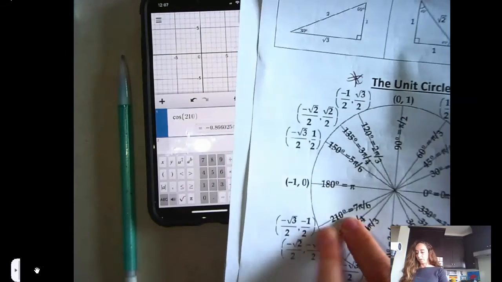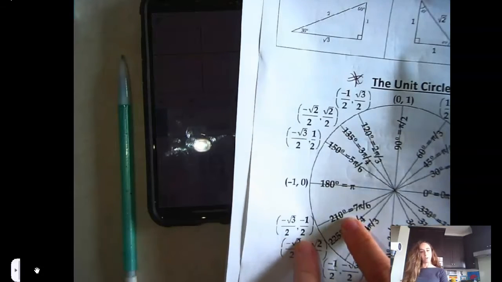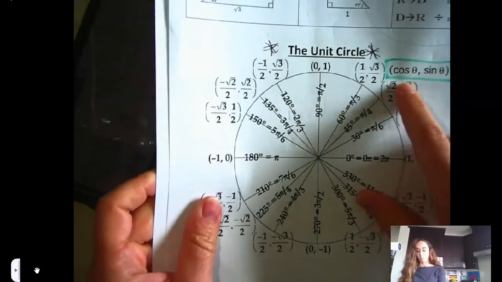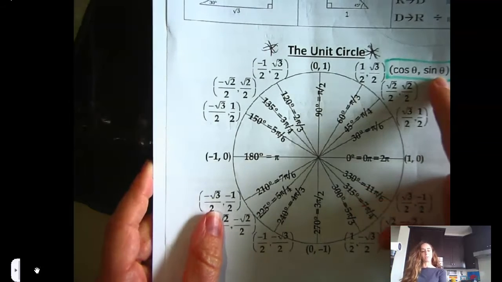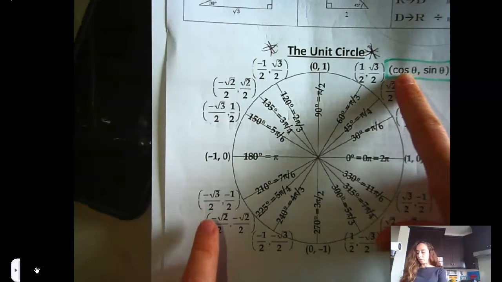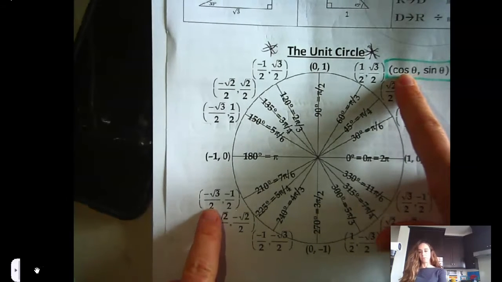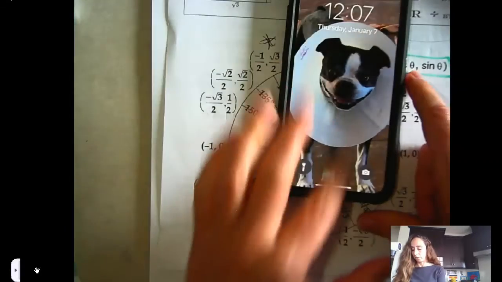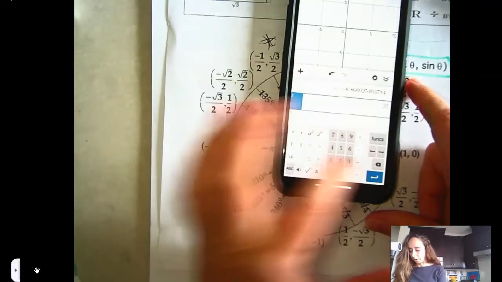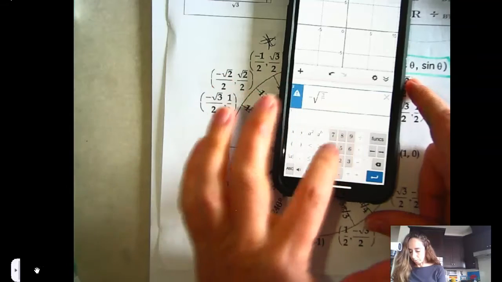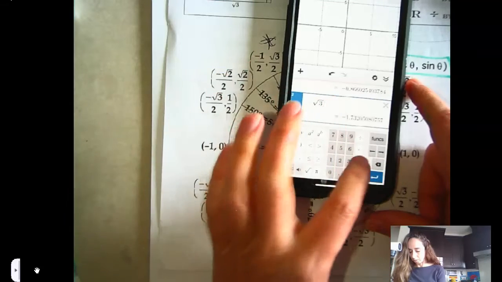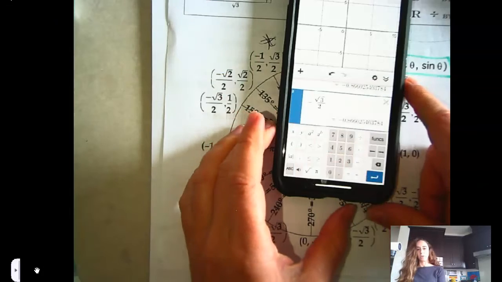And I see a point value, negative rad 3 over 2 and negative 1/2. Now, well, what does that mean? Well, remember what I said in the unit circle? The first value represents cosine, and the second value represents sine. So that means the cosine of 210 is negative rad 3 over 2. Let's check if I use my calculator. And I go negative rad 3 divided by 2. And look at that, it's the 0.866.